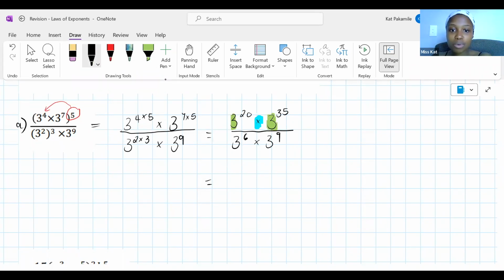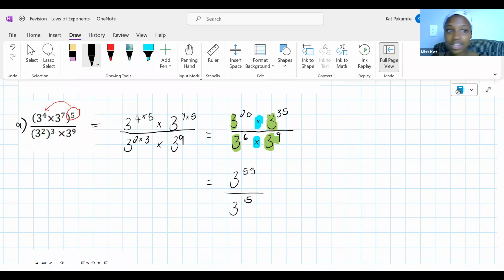So in the numerator, we can do the same in the denominator. Still have 3, and we are still timesing. So let's add the exponents in the numerator and in the denominator. Okay. 20 plus 35 is 55. In the numerator, we have 3 to the power of 55. And in the denominator, 3 to the power of 15.